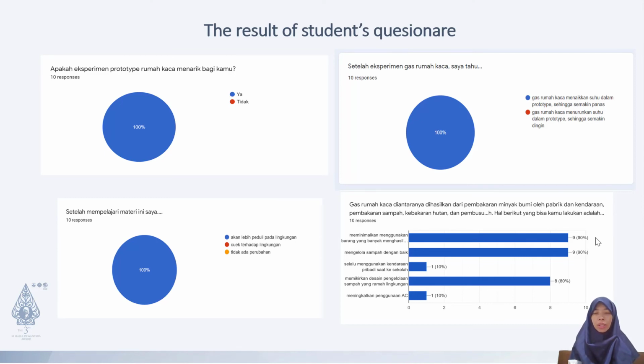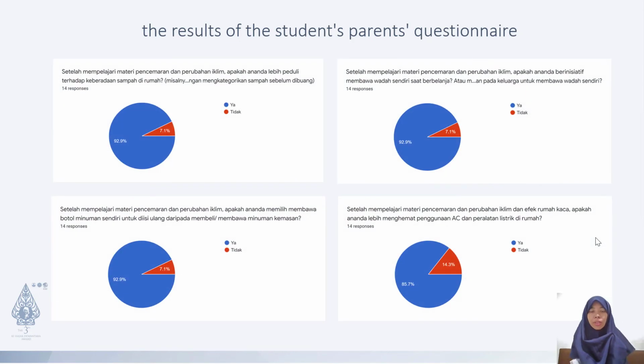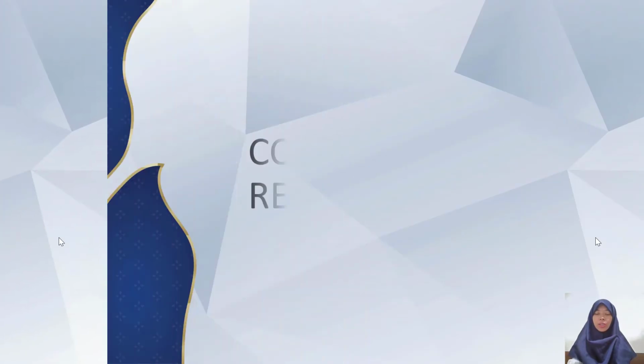Students can also learn about waste categories and make a prototype to divide waste into the right categories and think about the management of waste in the future. This is the result of the students' parent questionnaire. The result of the questionnaire shows that most of the students' behavior changed after learning this topic.